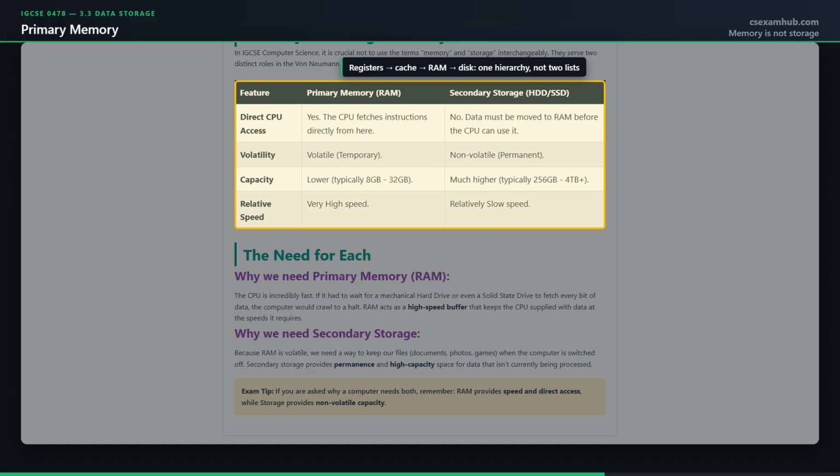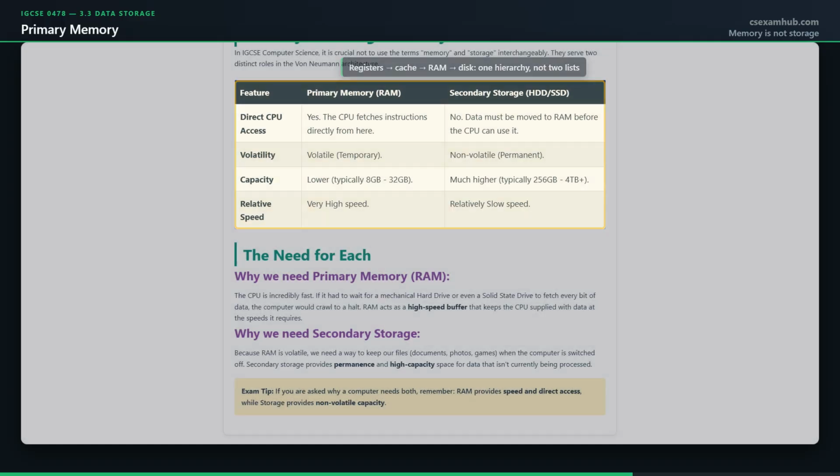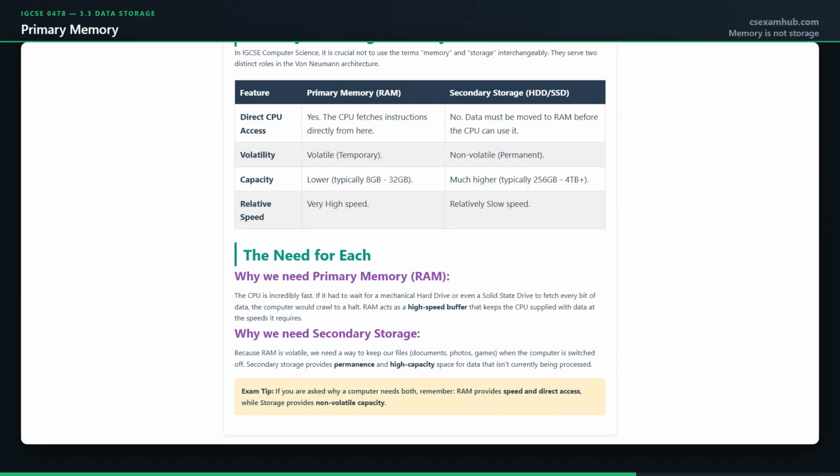Notice that this is the same pattern we saw with registers, cache, and RAM in topic 3.1, extended one step further out. Every step away from the processor gets bigger, cheaper per byte, and slower. Registers, then cache, then RAM, then the hard disk. It is one continuous hierarchy, not two unrelated lists. Which answers the question of why a computer needs both, and it is worth being able to argue rather than assert. Why not run everything from the hard disk and skip RAM?